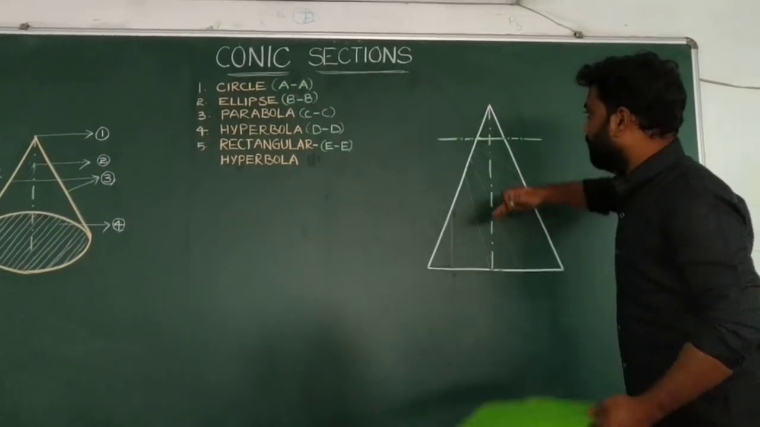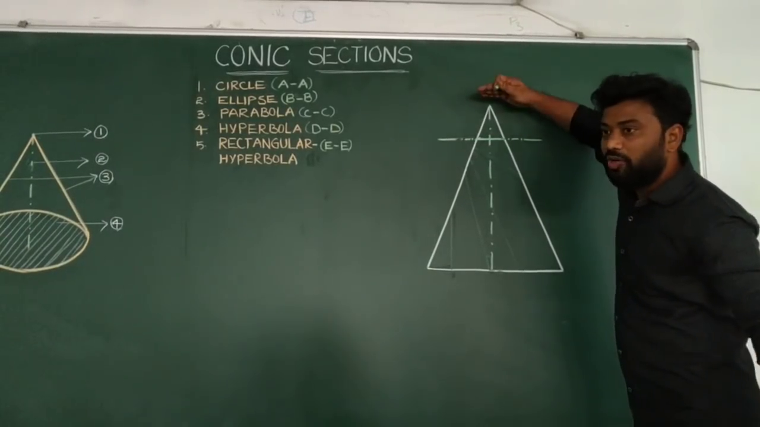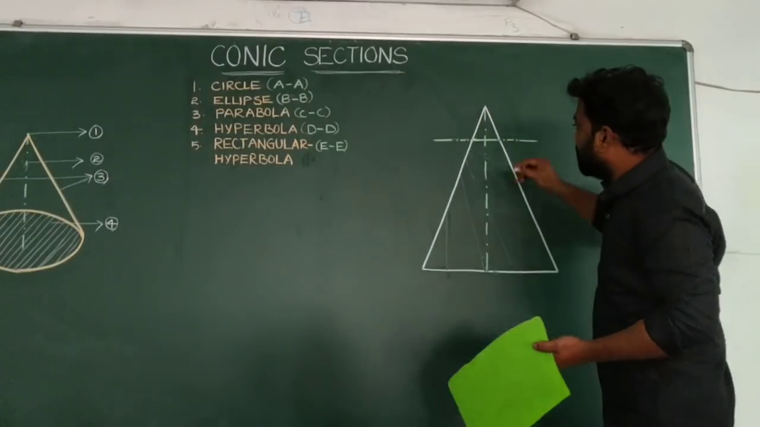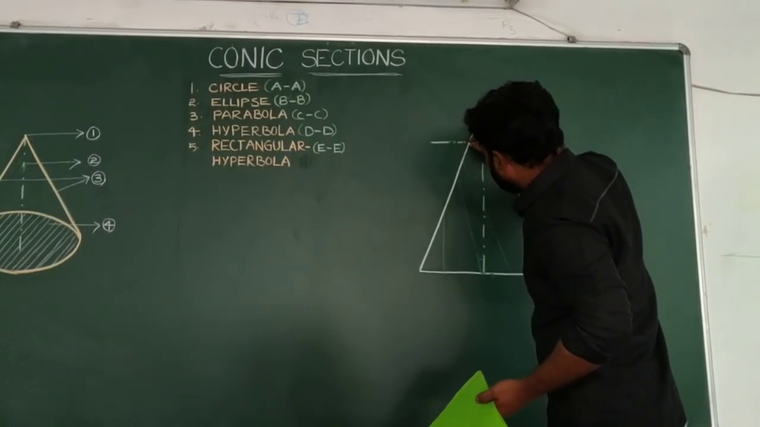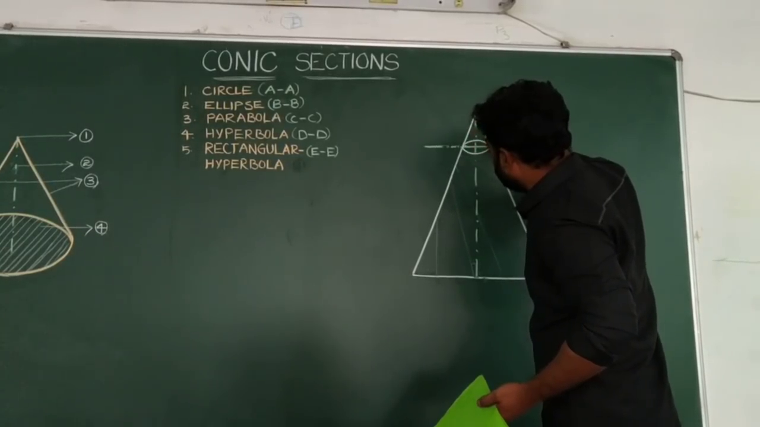So this is the cutting plane. We are cutting the object in this way. Then after removing this portion, we will be getting a top surface. We can show the top surface. So here we will be getting the shape in this way.